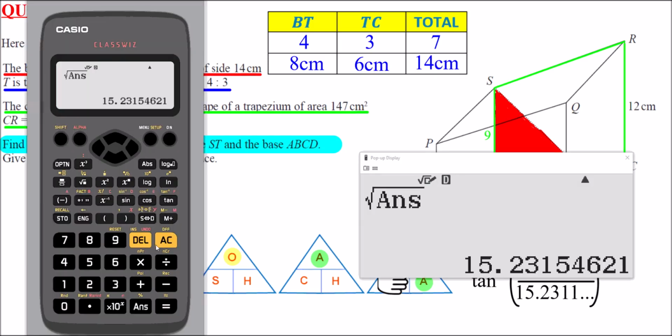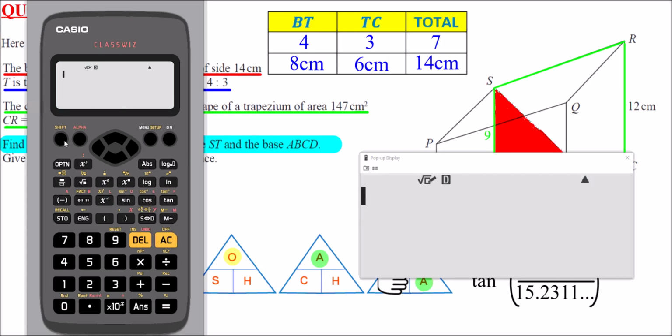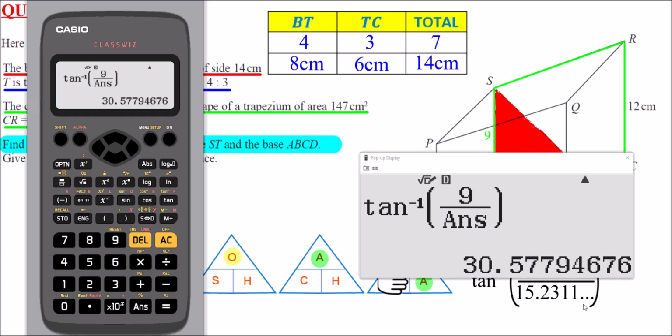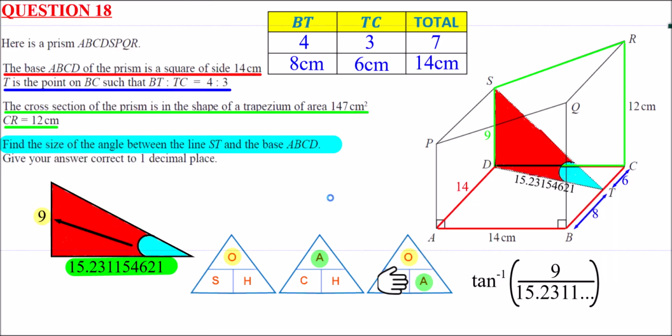So this answer's stored, it's not been rounded, so I'm going to press Shift, tan minus 1, fraction button, 9 over that number, which the calculator stored for me, so I'm just going to press ANS, close brackets, and we get 30.5779, and so on. We need our answer correct to 1 decimal place, so the 0.5 will have to round up to 0.6, because next to the 5 is a 7. So our final answer has to be, therefore, 30.6 degrees.